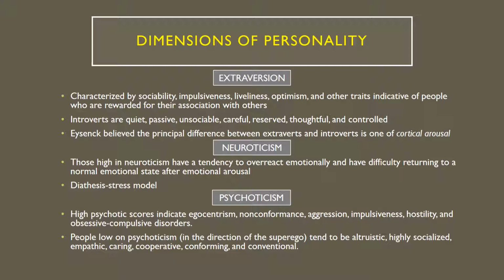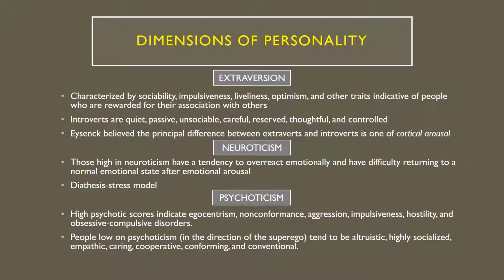Like extroversion and neuroticism, P is a bipolar factor. High psychotic scores indicate egocentrism, nonconformance, aggression, impulsiveness, hostility, and obsessive-compulsive disorders. People low on psychoticism, in the direction of the superego, tend to be altruistic, highly socialized, empathic, caring, cooperative, conforming, and conventional.